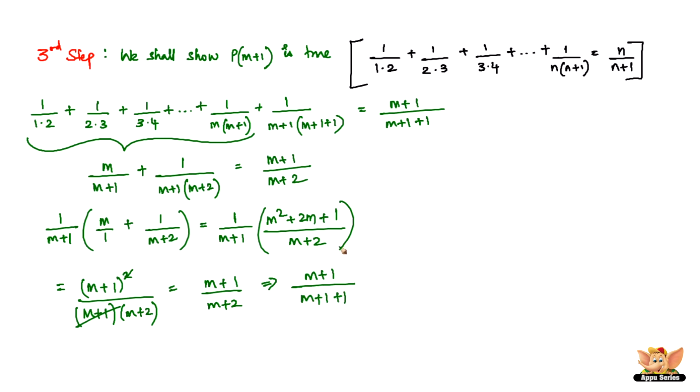So by this what we show is that n is replaced by m plus 1 and this n is also replaced by m plus 1. So which shows that P of m plus 1 is true for this statement for all values of n that belong to natural numbers. So hence we proved that P of m plus 1 is true.